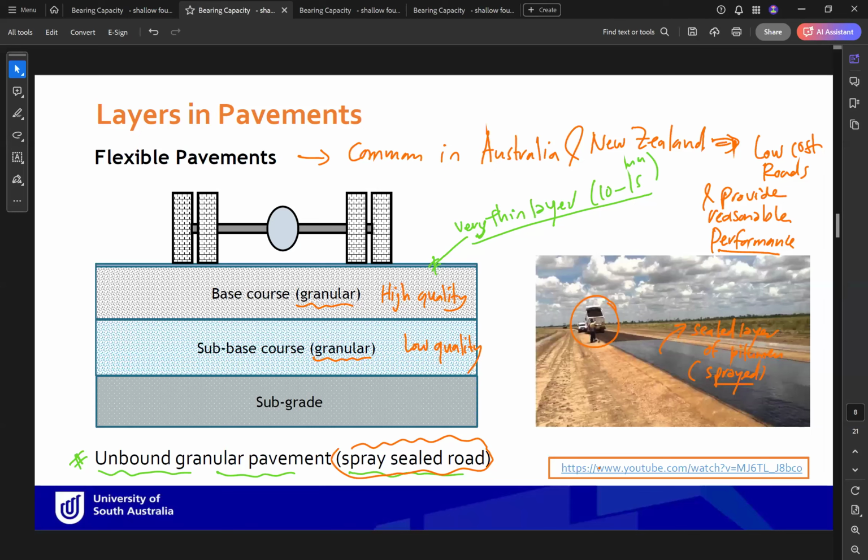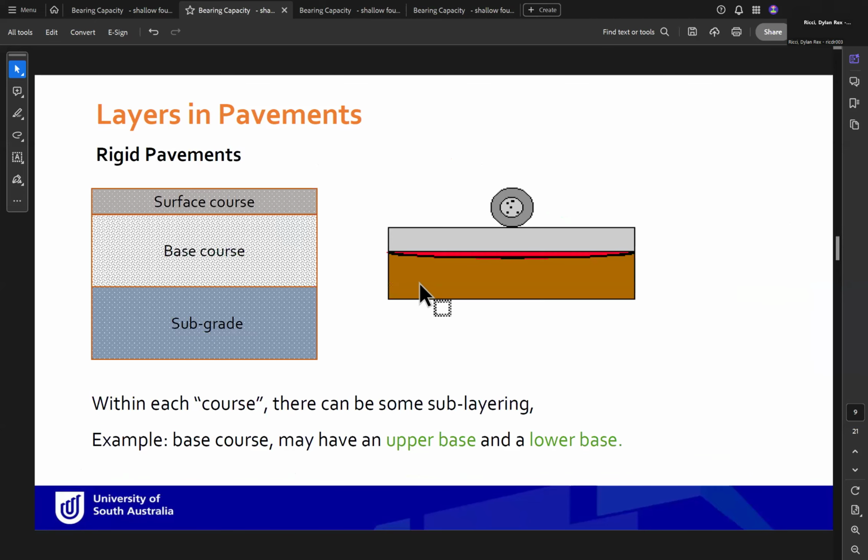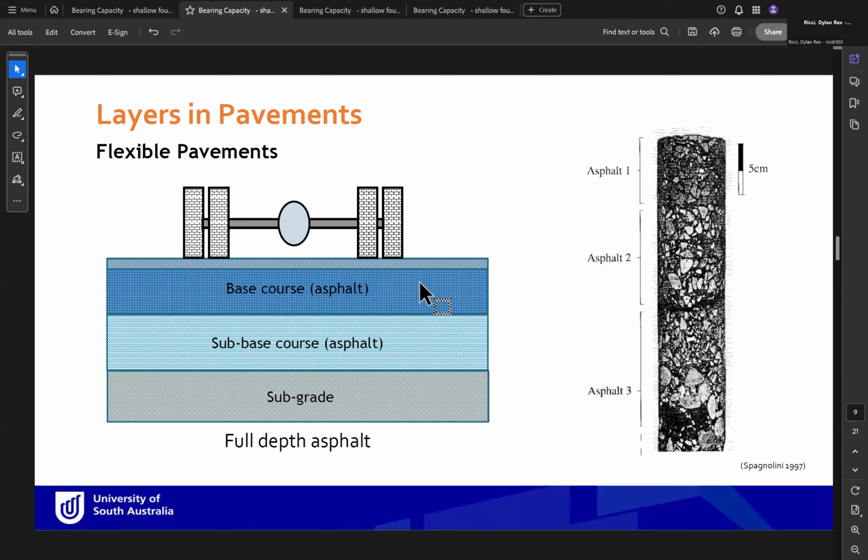Okay, so this was the spray sealed technique in roads. So let's go to the next type of flexible pavement. So the third type of flexible pavement, as you can see, is called full depth asphalt pavement.